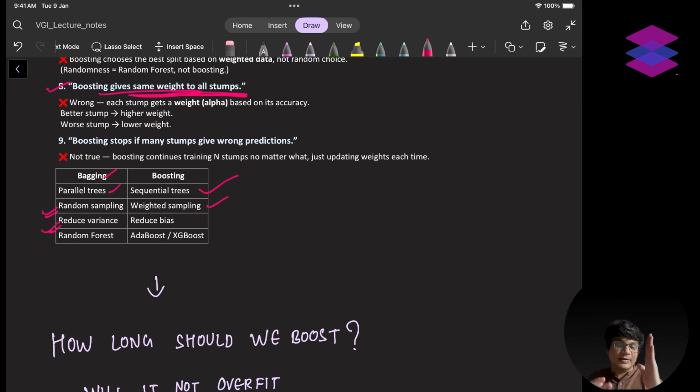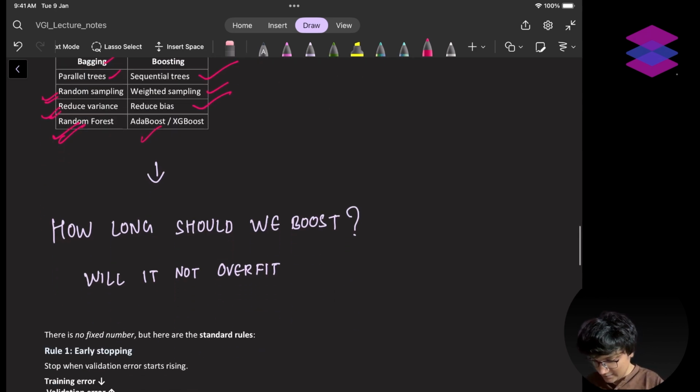Variance is basically the distance from your mean, right? If your mean is 0, variance is how much data is towards the mean and how much data is separated from the mean. Boosting basically reduces bias. The base algorithm of bagging is random forest, right? When it comes to boosting, it has two ways: AdaBoost and XGBoost.